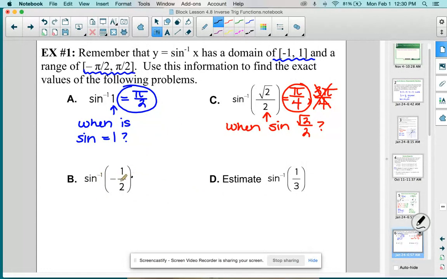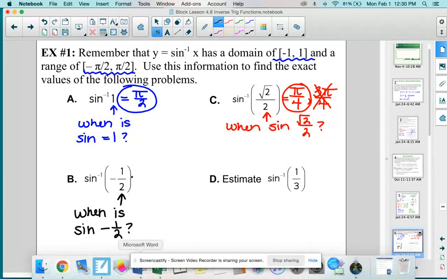So the next one is inverse sine of negative 1/2. So the first thing I'm going to do is check my x value to make sure it's in the domain. It is, so we're good to go. And then we're going to ask ourselves the question, when is sine negative 1/2?